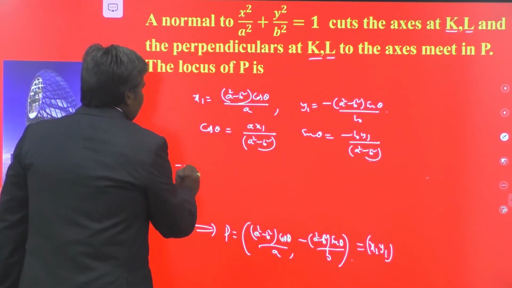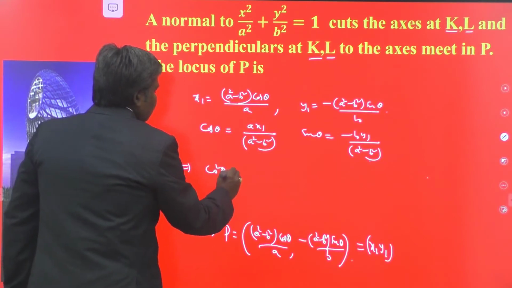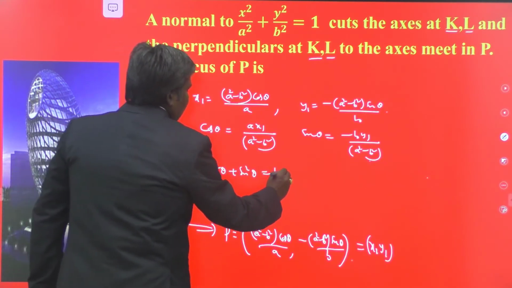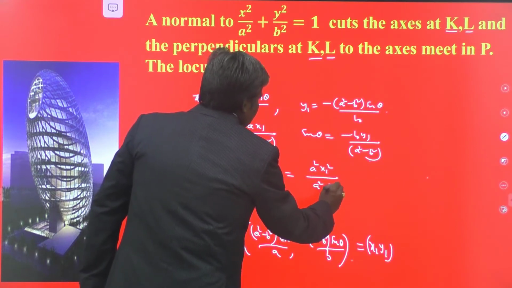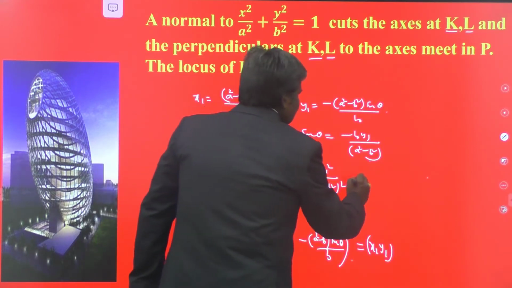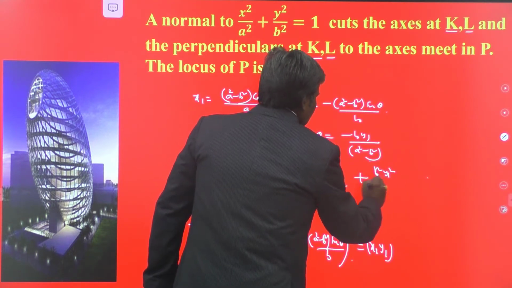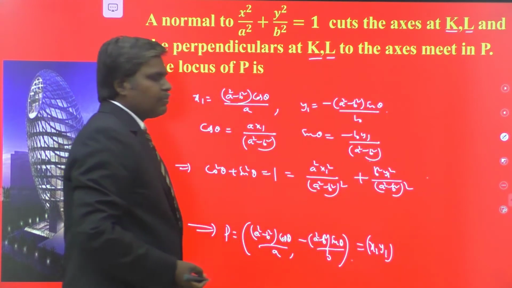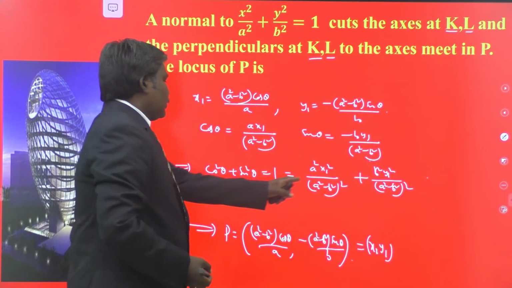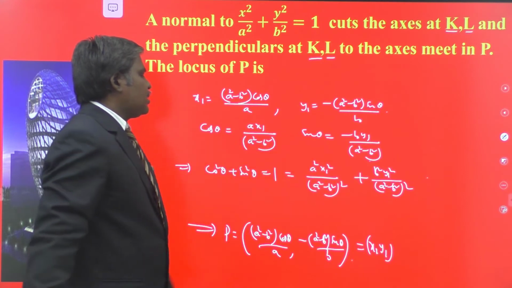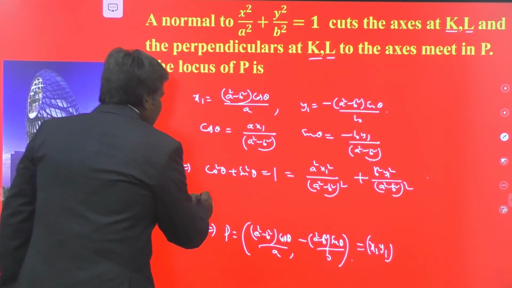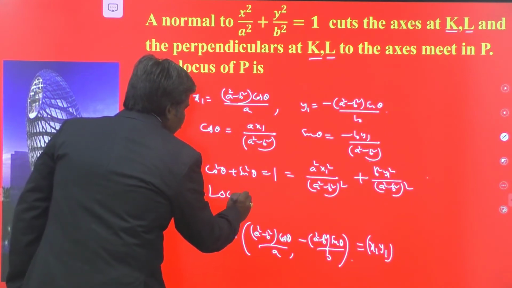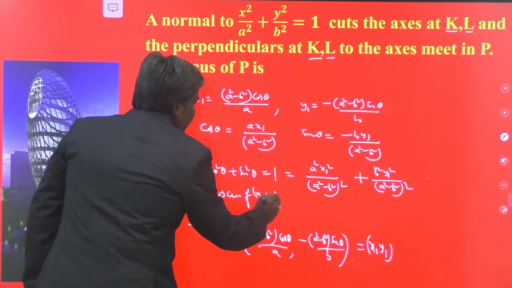Now squaring and adding we get cos square theta plus sin square theta, that is 1, is equal to a square x1 square by (a square minus b square) whole square plus b square y1 square by (a square minus b square) whole square. Minus 1 whole square is nothing but plus 1. Therefore, (a square minus b square) whole square is equal to a square x1 square plus b square y1 square. Therefore, locus of x1 y1 is what?